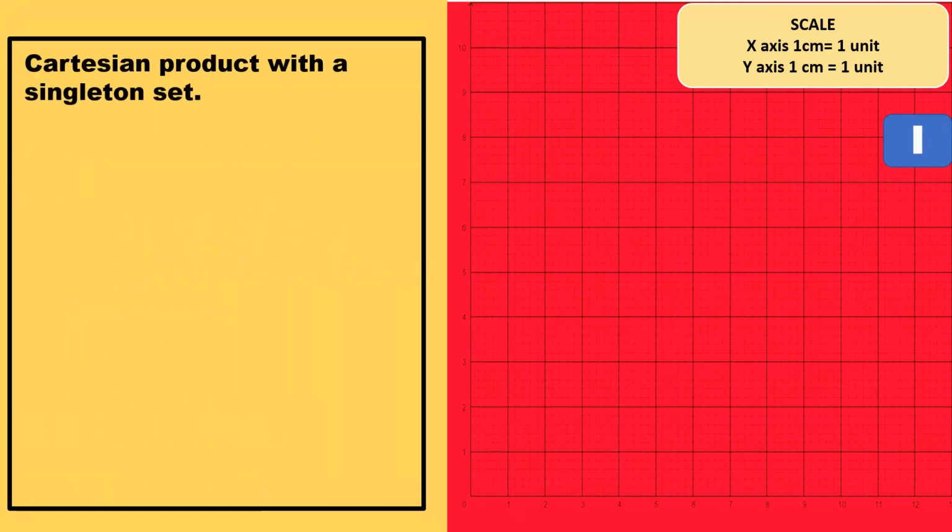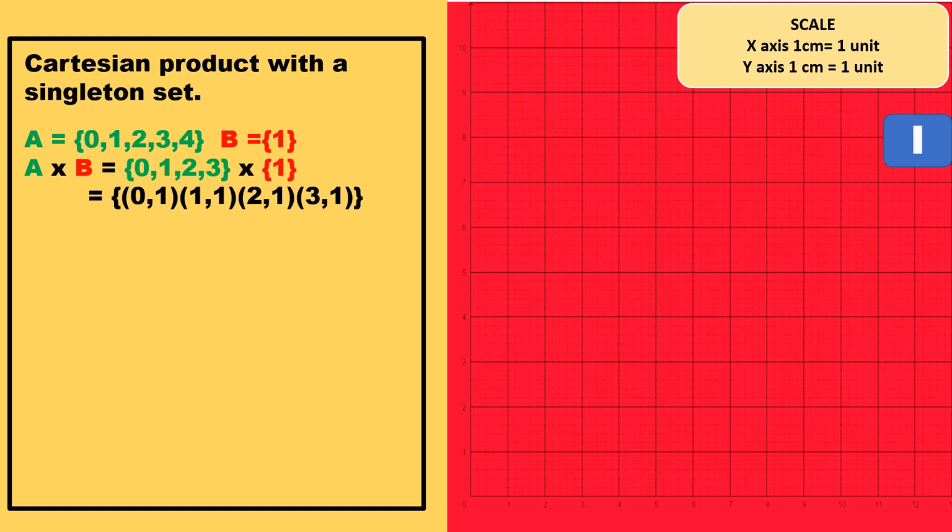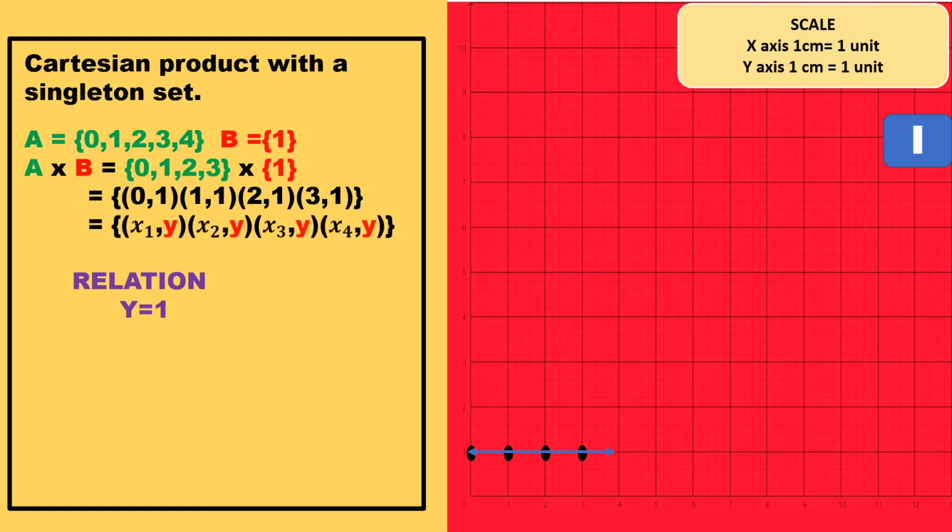Cartesian product with a singleton set. A is equal to {0, 1, 2, 3, 4}. B is equal to {1}. Since B has only one element, it is a singleton set. A cross B is (0, 1), (1, 1), (2, 1), (3, 1), which is plotted on the graph, which forms the relation y is equal to 1. Here x varies, y is constant.